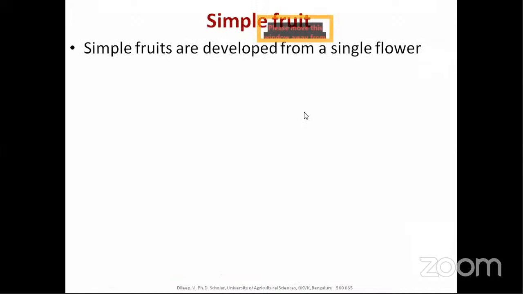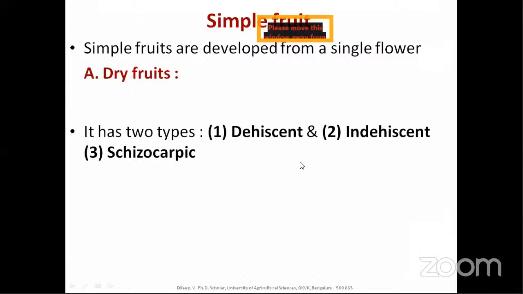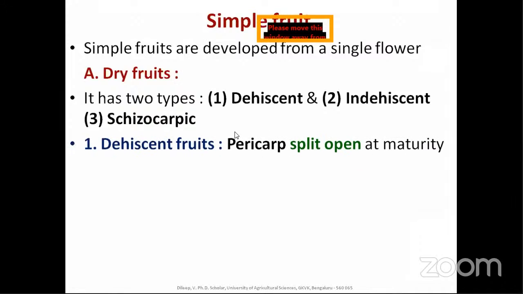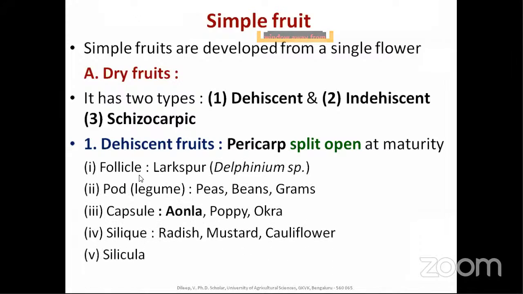So simple fruit develops from a single flower, as I said, and in that there is a subdivision. First coming to dry fruit, which is further classified as dehiscent, indehiscent, and schizocarp. You should know what dehiscent means: which can easily dehisce. That means the outer portion, the pericarp, splits open at maturity. When the pericarp splits open at maturity, it is called a dehiscent fruit. Some types of dehiscent fruit are follicle, pod, capsule, siliqua, and silicula. All these are not required; we can take what is necessary for fruit science. So here it is okra. It is a capsule. Capsule comes under dehiscent fruit, and it is a dry fruit.